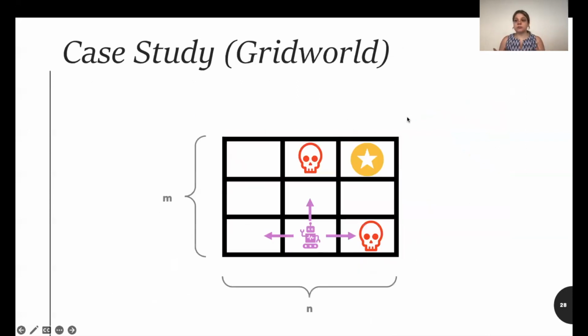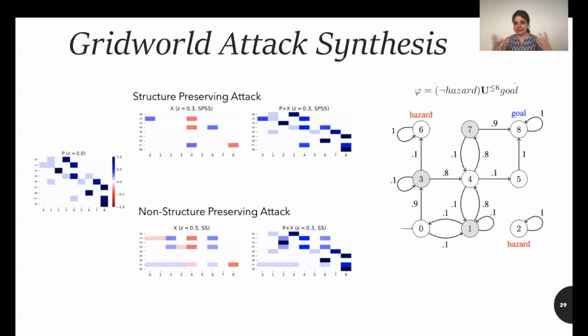There are also some situations where we might want to consider these non-structure preserving adversaries. For example, the grid world case study considers a robot that's moving around a grid that can move up, down, left, or right. It might run into some hazard states, and it might be trying to reach some sort of goal state. Here we can see an example of one of these grid worlds. On the right, you can see a grid world where the probabilities indicate moving around a grid with some probability.